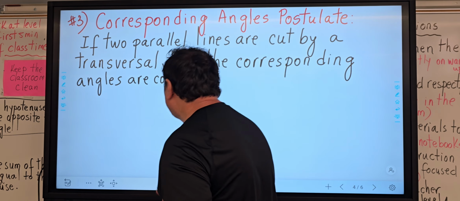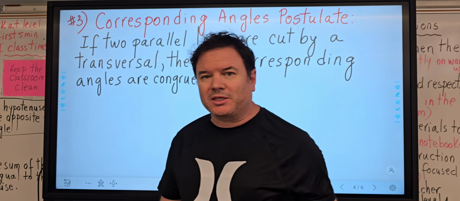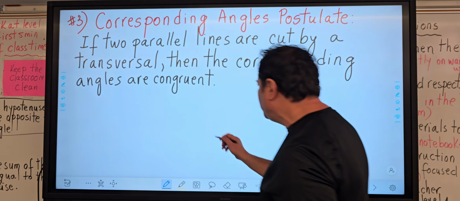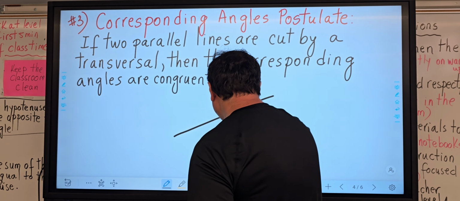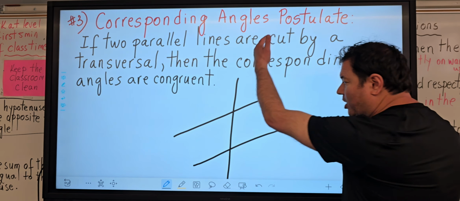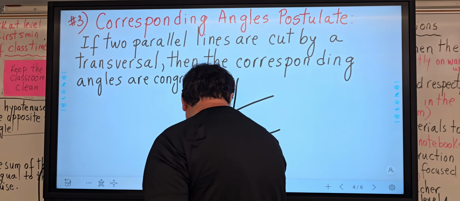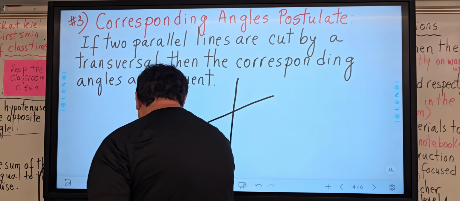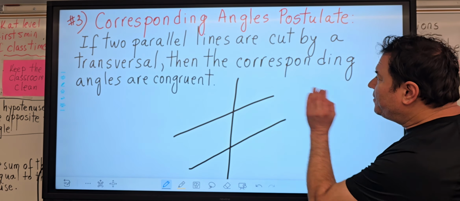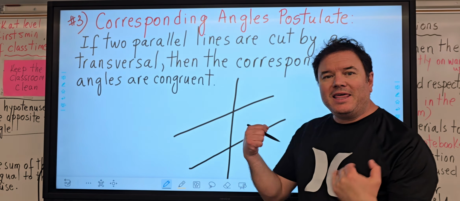This one is called the corresponding angles postulate. This is a postulate. According to this postulate, if two parallel lines again are cut by a transversal, and it doesn't matter how the lines are cut, let's make the transversal this way, and make the lines a little more parallel, then the corresponding angles are congruent. Corresponding means they are next to each other.